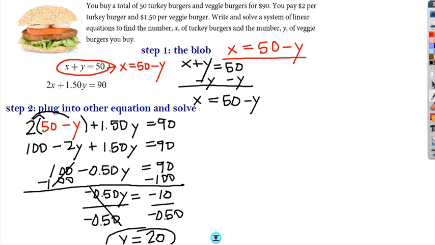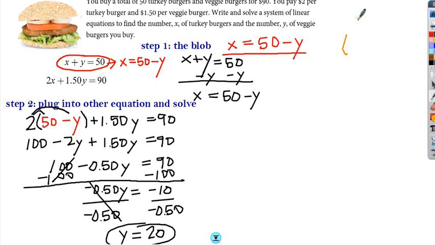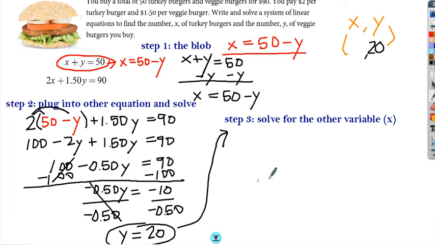So for our answer as an ordered pair, so far we only found the y value. We found the y value is 20. Now for step 3, we're going to use y equals 20 to find our x value. And how are we going to do that? Like we did before, find a simpler equation. This one or that one? This one for sure. So we're going to use the simpler one, which we picked as x plus y equals 50. That's the simpler equation we're going to work with.